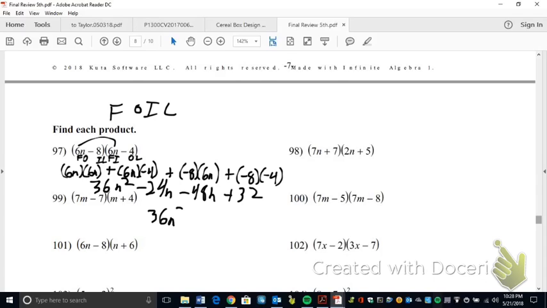Now, 36n squared, we leave it alone. However, now we have a -24n and a negative 48n. We're going to add those together and get a negative 72n plus 32, and that's our answer.